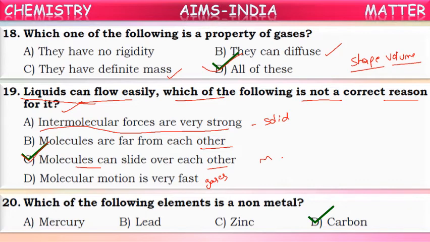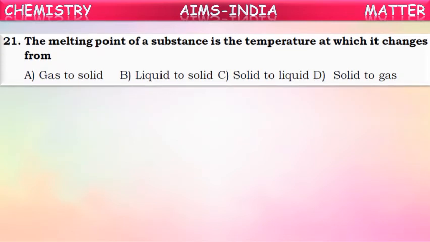Now come to the next one. Which of the following elements is a non-metal? Mercury is a liquid metal. In the exemptions also we have studied. Lead is a metal and zinc is also a metal. Lead is a metal and mercury is a metal. And carbon is the non-metal. Everyone knows diamond and graphite are non-metals. So carbon is the non-metal. The question asked which one is the non-metal.